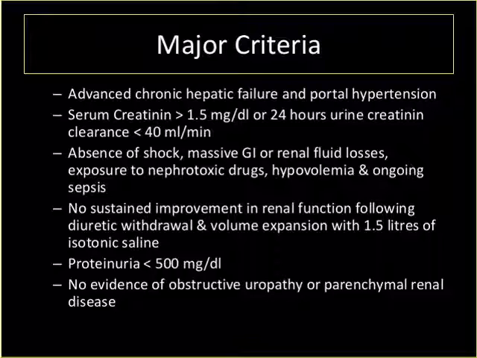What are the major criteria to diagnose hepatorenal syndrome? Advanced cirrhotic hepatic failure and portal hypertension. Serum creatinine more than 1.5 milligram per deciliter, or 24-hour urine creatinine clearance less than 40 milli per minute. Absence of shock, meaning we should exclude other causes of renal failure. Absence of shock, massive GI or renal fluid losses, exposure to nephrotoxic drugs or hypovolemia, or ongoing sepsis.